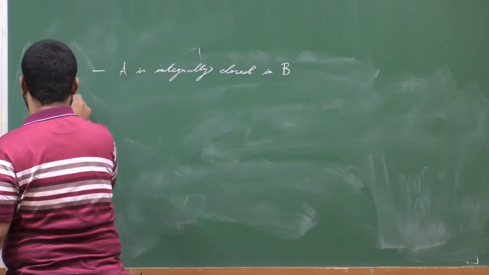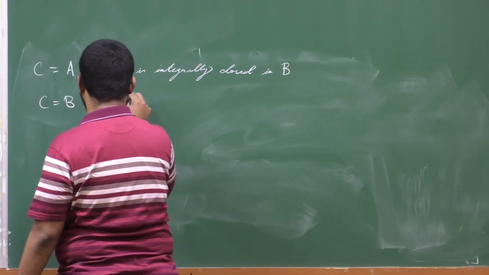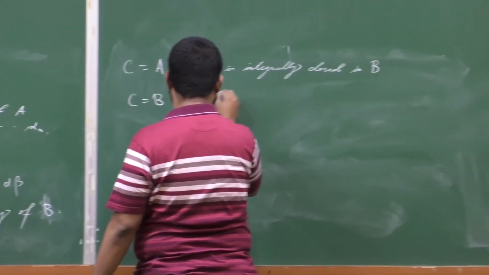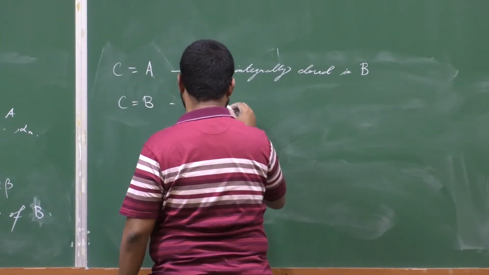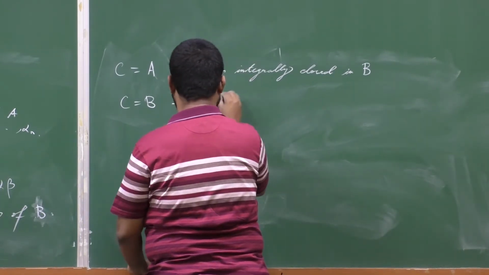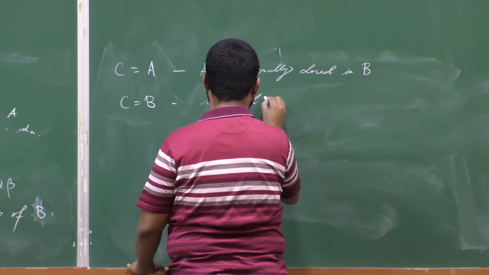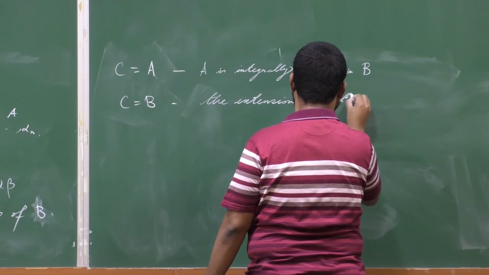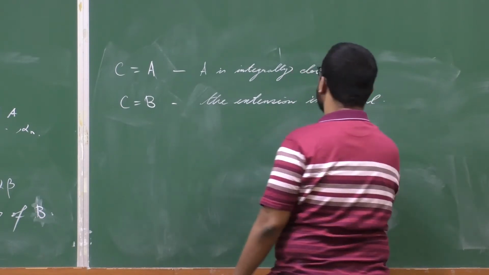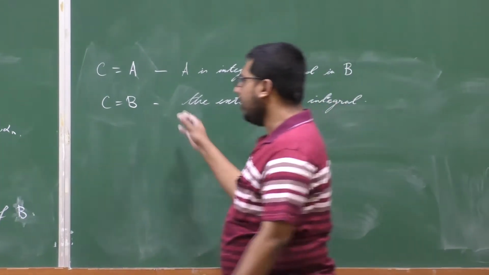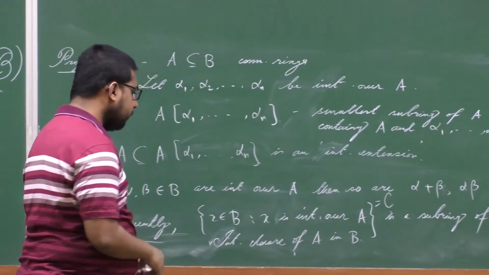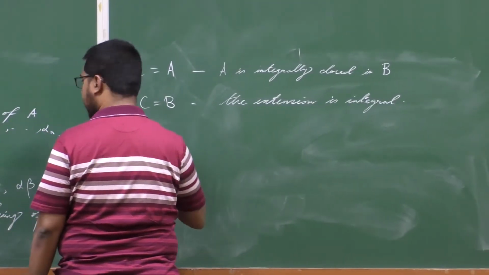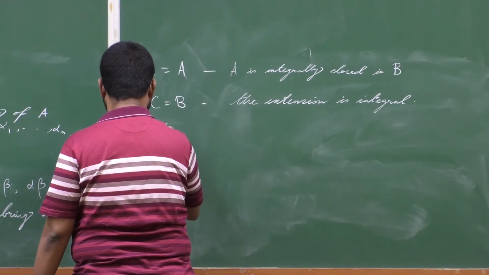And in the other extreme, C is B, so this means all elements in B are integral over A. As I have already said, in this case we say the extension is integral. Okay, so this corresponds to the other extreme. And of course here we also introduce a terminology.